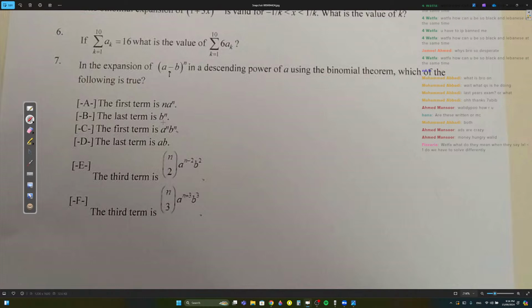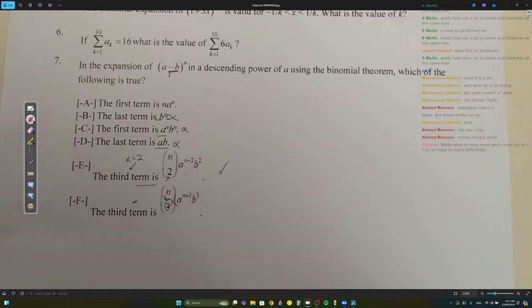The last term is b to the power of n. Wrong. It's negative b to the power of n. The first term is a^n b^n. Wrong. The last term is ab. Wrong. The third term is when k equals 2, right? Third term is when k equals 2. a to the n minus 2. It should be negative b to the power of 2. E is correct. The third term is a when k equals 3.